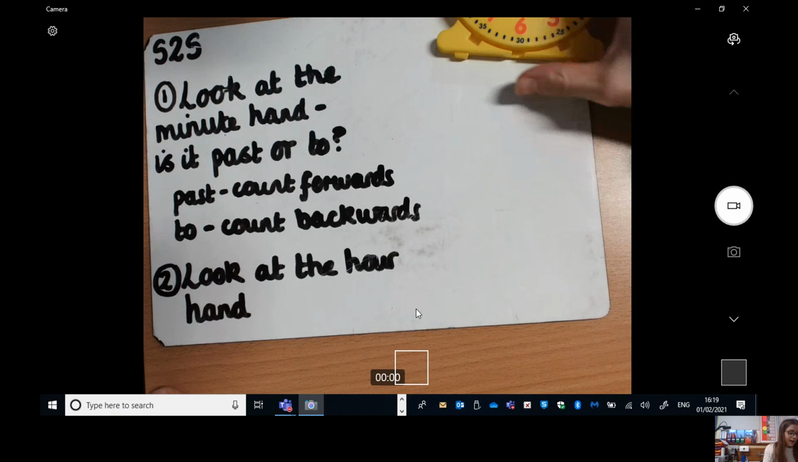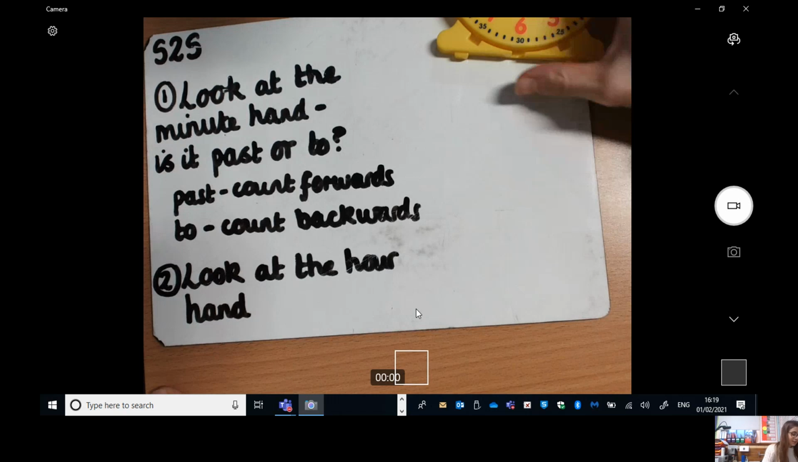Step 2, look at the hour hand. It's nearest to 4. So it's 8 minutes past 4. So in digital time, I have it like this. Or if I'm writing it out, it is 8 minutes past 4. 8 minutes past 4.